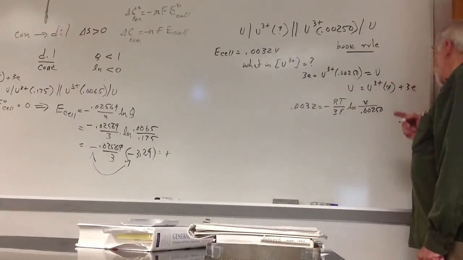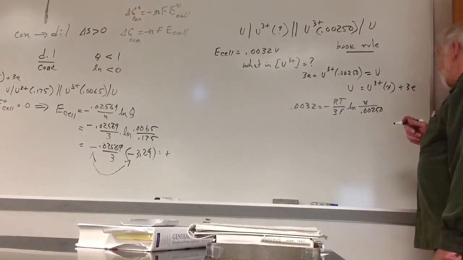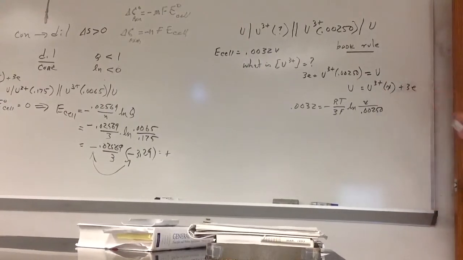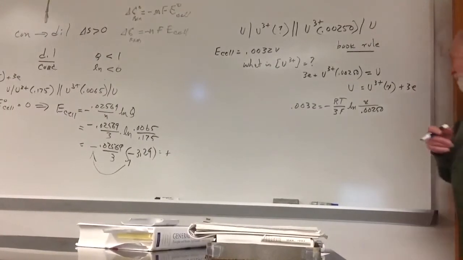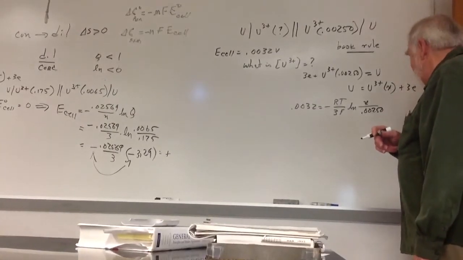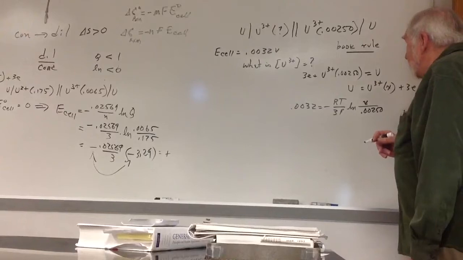So some books when they give you this they'll say oxidation over reduction because it's the oxidation, that's the reduction. Other books will say dilute over concentrated. Their book doesn't say either. I guess he does say dilute over concentrated. But this is the problem we would do.